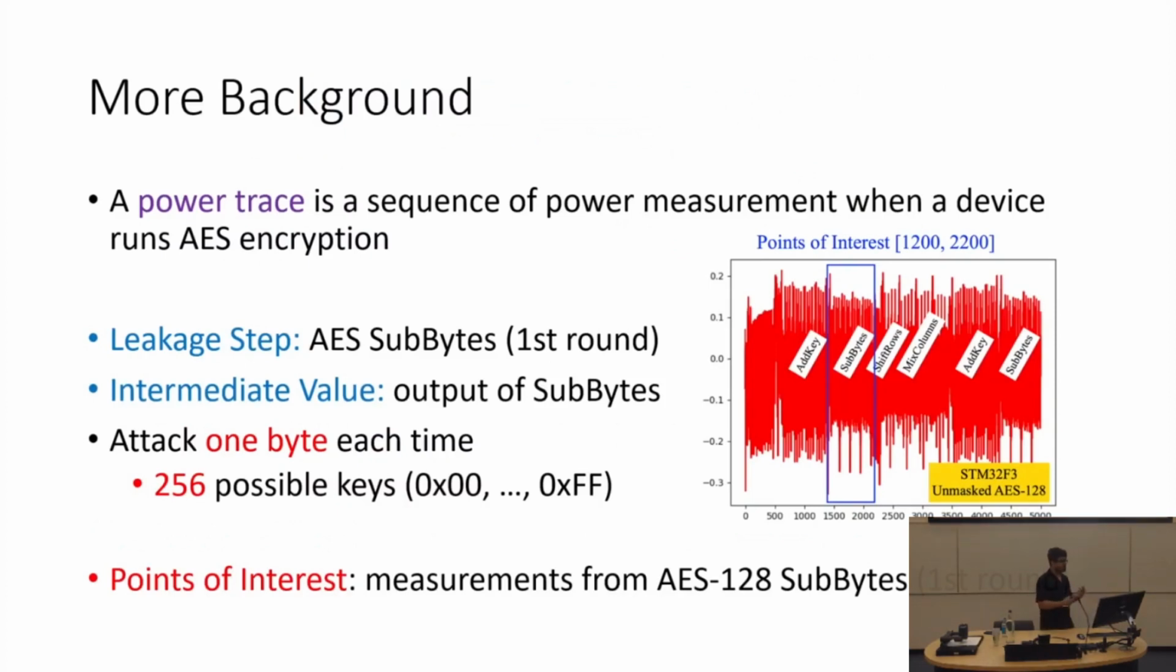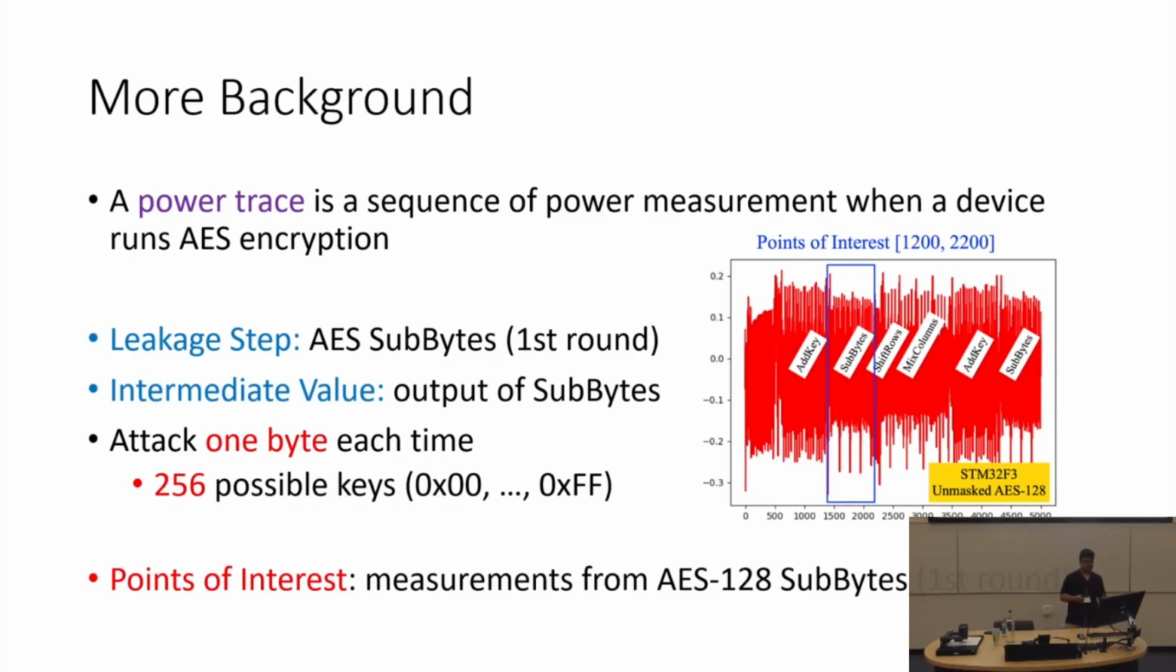So here we have a sample power trace. A power trace is a time series sequence of power measurements when a device runs AES encryption. So here is the AES sub-bytes first round, and the intermediate values of sub-bytes are what we observe here. Now, our model works 1 byte at a time, so our encryption is a 16-byte encryption, which means an attacker would have to go through it 16 times to recover the whole key.